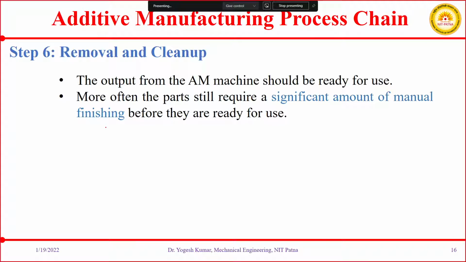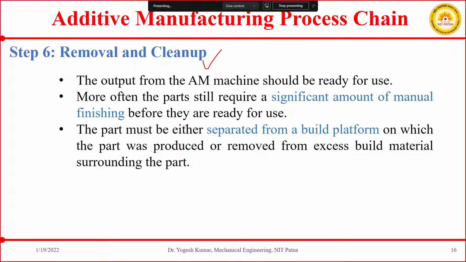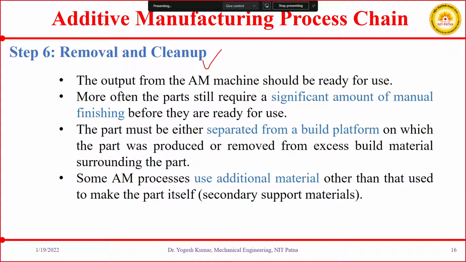Okay, so once you have completed your printing process, what is the next step? You have to remove it and you have to clean it. Okay, so the output from the AM machine should be ready for use. More often, the part still requires a significant amount of manual finishing before it is ready for use. The part must be either separated from the build platform on which the part was produced or cleared of excess build material surrounding the part.